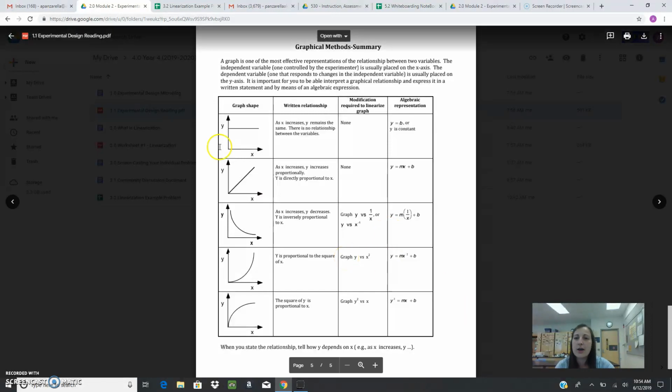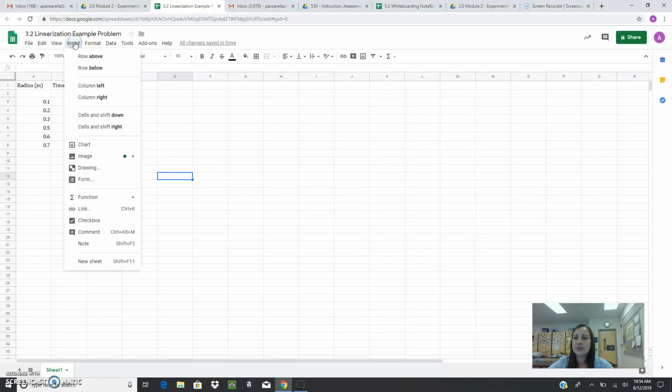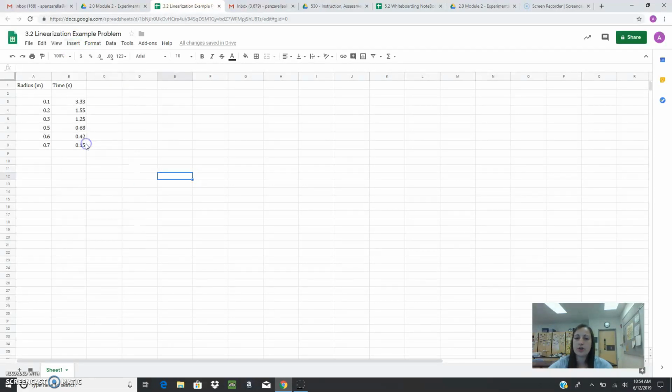So let's take a look at what would happen in our graph. So we have to start with that initial data. And in order to graph in Excel, we don't want to highlight first. You're going to find that your data and your chart is going to get all messed up if you try to do that first. So we're going to go ahead and click in a brand new box that doesn't have anything in it. And we go up to Insert, and we're going to go to Chart.